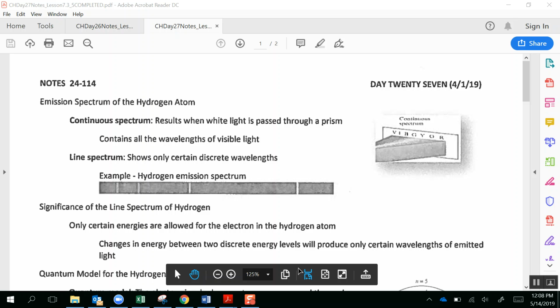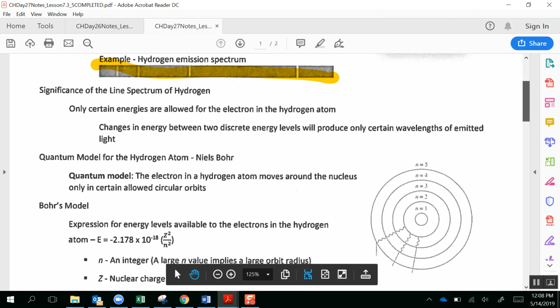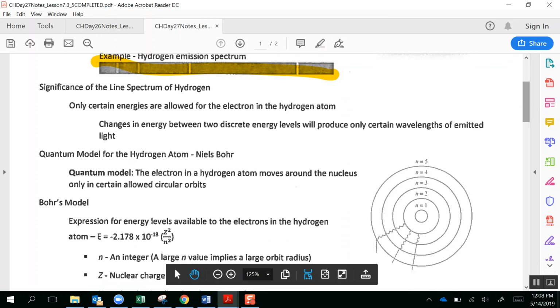If they looked at hydrogen, they'd see that hydrogen only has 4 different lines. Those lines have different colors to them. You can't see that on here, but if they use a spectroscope to look at hydrogen through the diffractometer, they would see only 4 distinct colors, or 4 distinct energies. The significance of that line spectrum is that Niels Bohr was able to look at it and say that only certain energy levels are allowed for the one electron in the hydrogen atom.